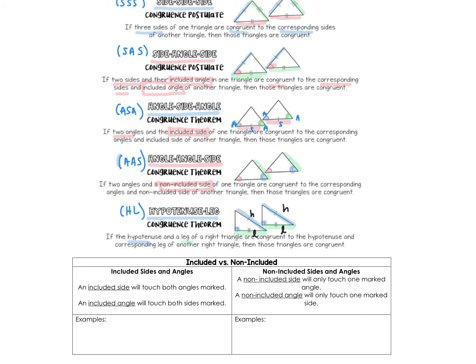Okay, I'm going to mention briefly two things that do not work to prove triangles congruent. Alright, so one of those two methods is angle, angle, angle, and the other one is side, side, angle.